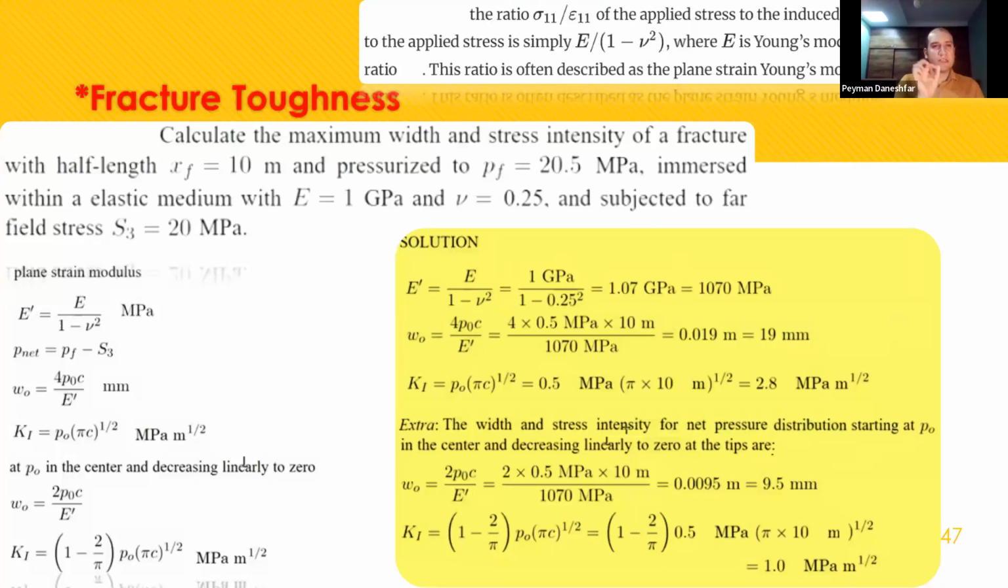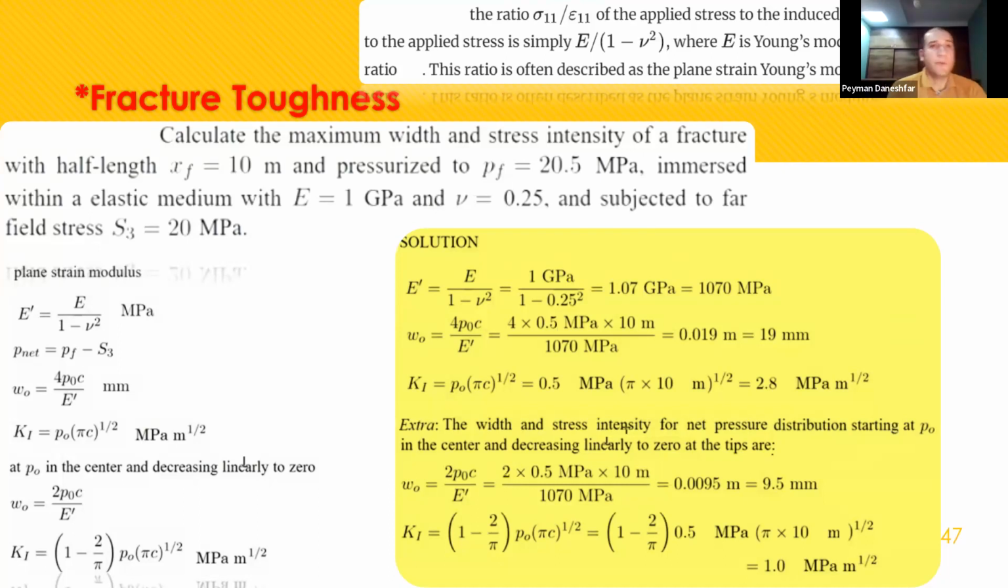Okay, this is a small problem to show how the fracture toughness will help us. The problem: calculate the maximum width and stress intensity of a fracture with a half length of 10 meters and pressurized to 20.5 megapascal, immersed in an elastic medium with Young modulus 1 gigapascal and a Poisson ratio, and subjected to a minimum horizontal stress.